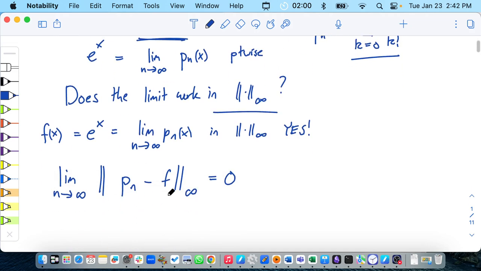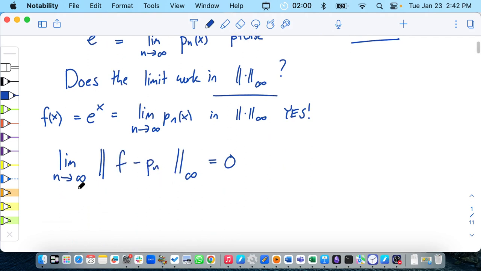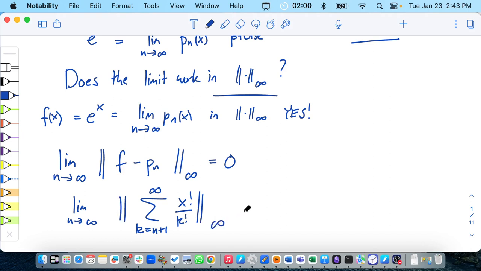And so if you take f minus p_n, I should do f minus p_n. Of course, you could do it the other way. It's exactly the same, but let's do f minus p_n, because that has a nice formula, which is the limit as n goes to infinity. It's just what I call the tail of the sum. So you start at n plus 1 and you go to infinity, and we're doing x to the k over k factorial. So it's the norm of this guy. So that's what we're trying to show.